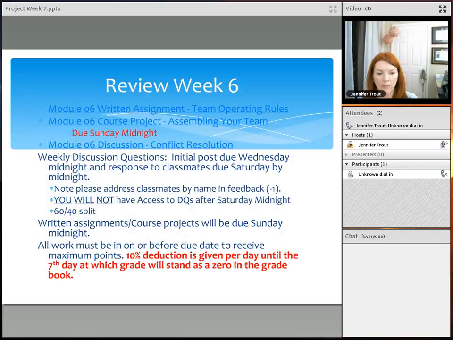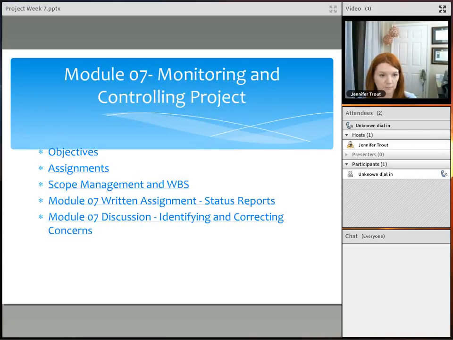As we recap week 6, you had your written assignment on team operating rules and your course project on assembling your teams. Please remember those are due on Sunday midnight. And I've already been in the discussion post this week, seeing your conflict resolutions. Please make sure you have your initial post in on Wednesday and then your feedback post Saturday.